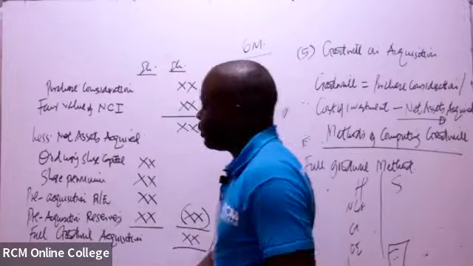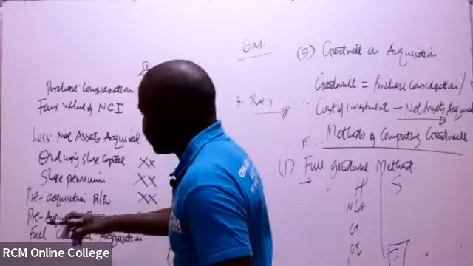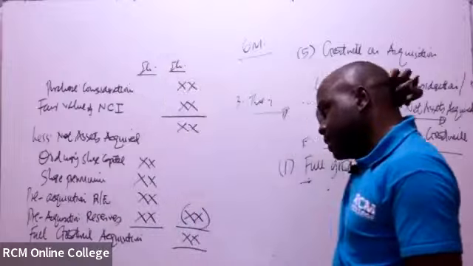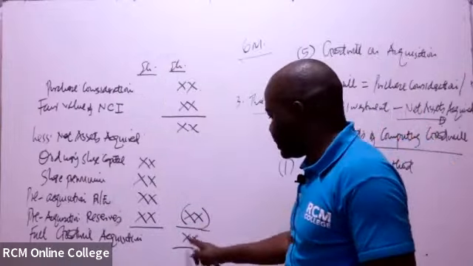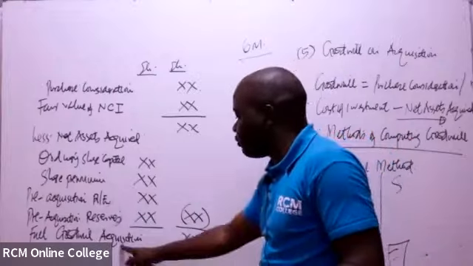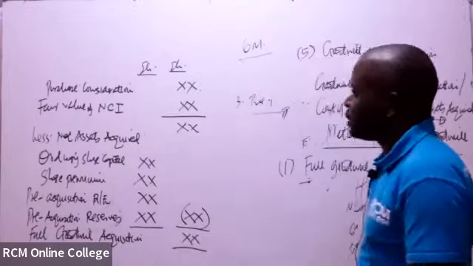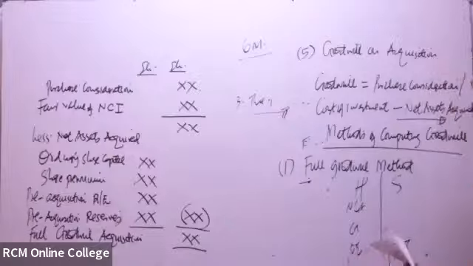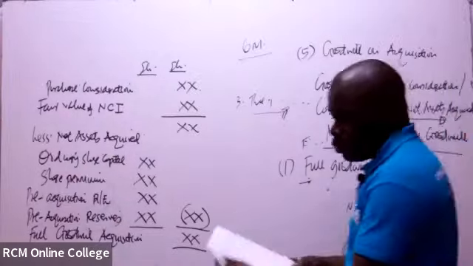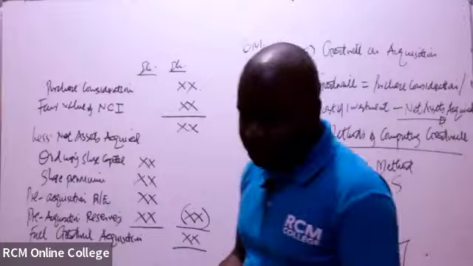But now these ones, you pick the pre-acquisition ones, the ones that were there before the company was acquired. You bring them here, you add, then you deduct. When you deduct, you get the full goodwill on acquisition. So in this case, you use the full goodwill method.